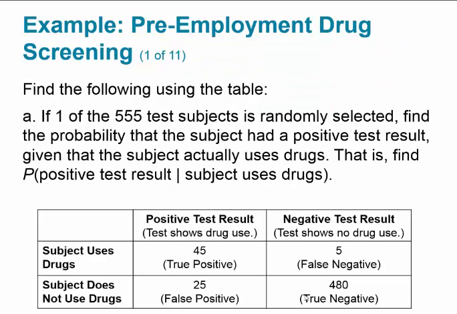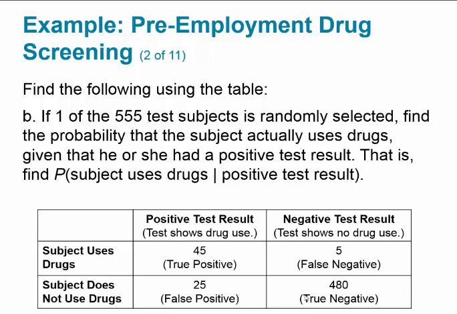And so usually the best thing to do is use a contingency table. So if one of the 555 test subjects is randomly selected, find the probability that the subject has a positive test result given that the subject actually uses drugs. That is, find the probability of a positive test given that the subject uses drugs.